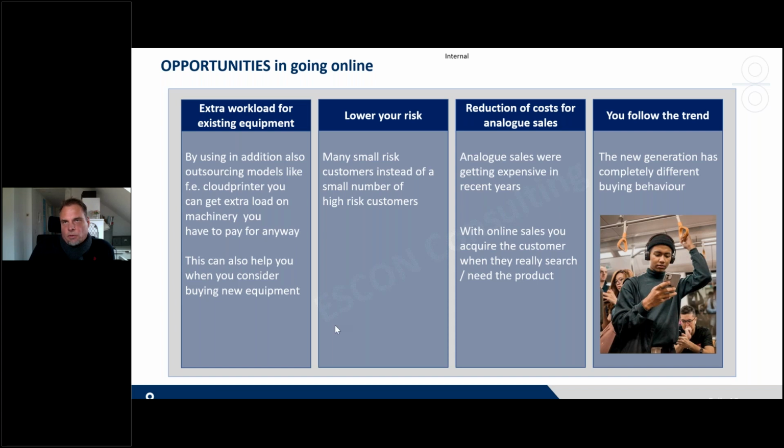Because if you look at our kids, we are now in the gaming generation, and I think these people will not really want to go to a printing company for a standard product like flyers and ask them about printing flyers for them. They will go online and they want to design online and also want to order online without any direct contact to a printing company. So the new generation has a completely different buying behavior.